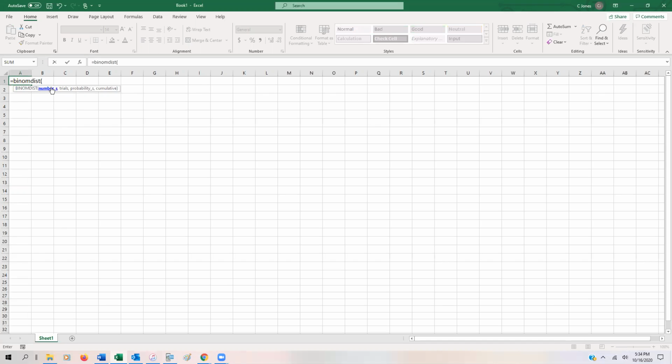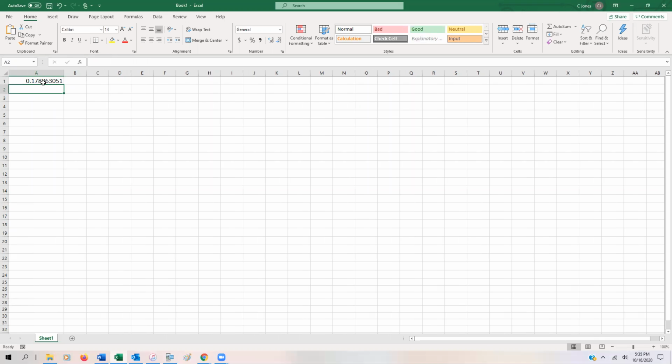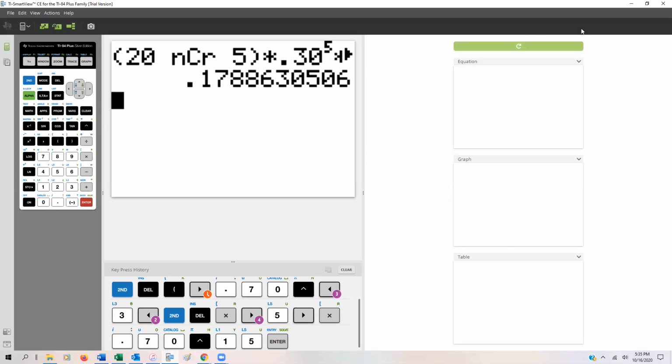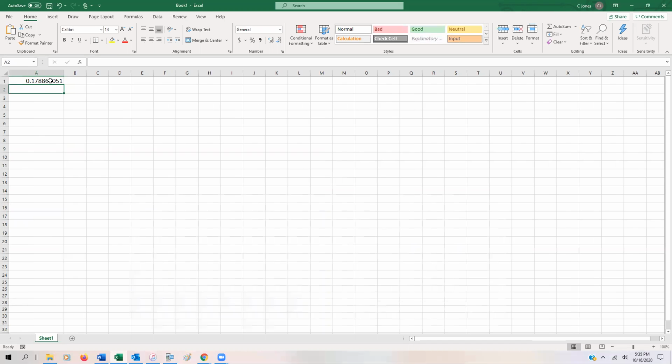What you'll notice is that these parameters come up. Number S is the number of successes, so we want 5 successes. The number of trials is 20. The probability of success is 30%, or 0.30. And finally, the last parameter is if we want the exact, which would be false, or if we want cumulative, which is true. So we get 0.1788630. And if we go back to our calculator, 0.1788630.